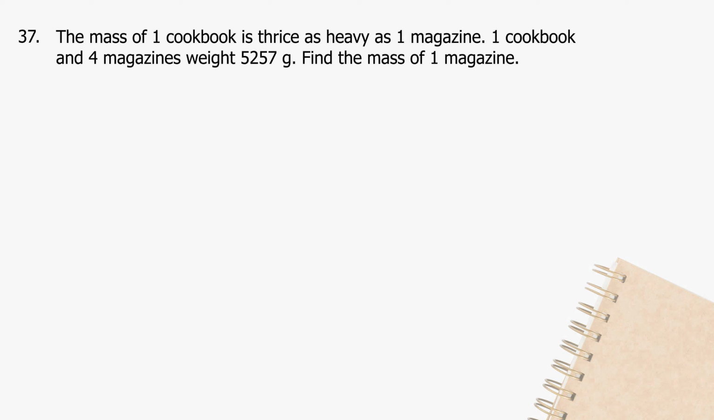Question 37. The mass of one cookbook is thrice as heavy as one magazine. One cookbook and 4 magazines weigh 5,257 grams. Find the mass of one magazine.